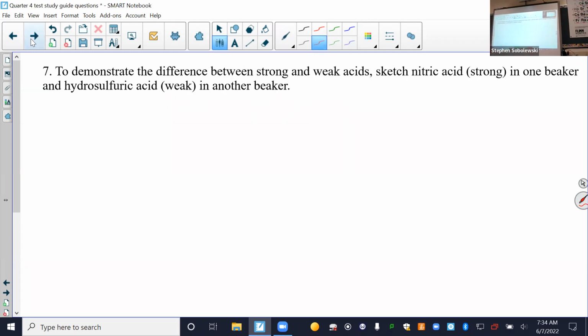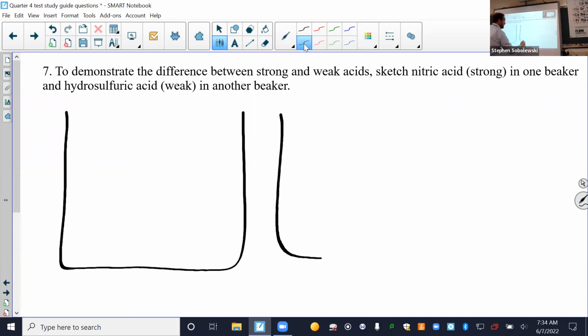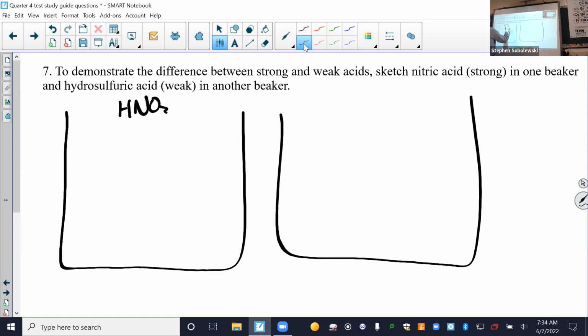Number 7, to demonstrate the difference between strong and weak acids, sketch nitric acid, strong, in one beaker and hydrosulfuric acid, weak, in another beaker. All right, beaker number 1. Number 2. So here we're going to have HNO3, that's nitric acid, and hydrosulfuric acid is H2S aqueous.